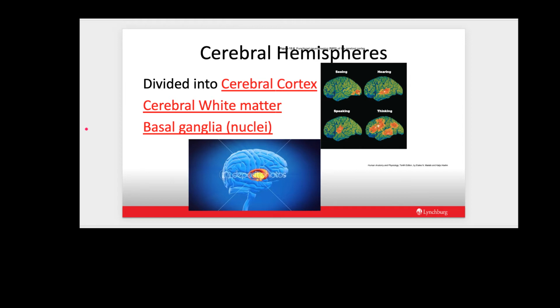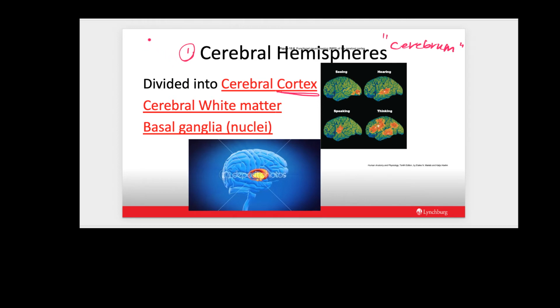So we're going to talk about structures that are included in the first region of the brain, and these are going to be the cerebral hemispheres. We've got two of them like we talked about before. You've got a left and a right. The cerebral hemispheres can also be referred to as the cerebrum, so you'll also see that term as well. And when we think about the cerebral hemispheres, we can divide them into the cerebral cortex, which the cortex is going to be kind of the outer crust of the brain.